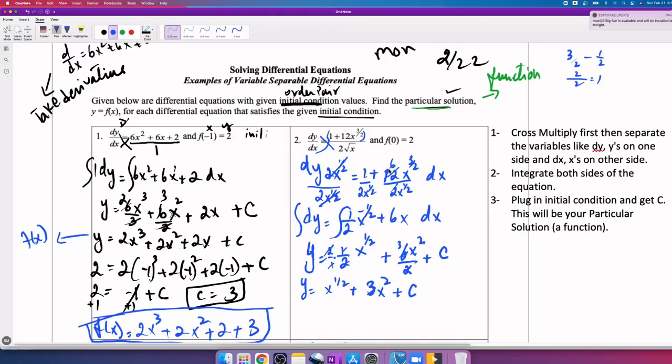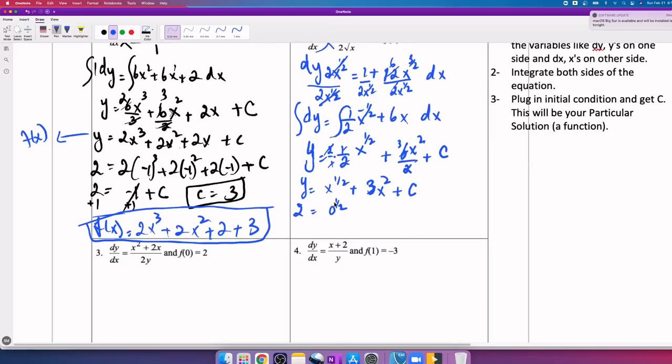Now I can plug in my initial condition, and that's my third step. So my y value is 2 and everything else is 0. So this is 0 half. And this is 3 squared plus c, which means this whole thing is 0. So c is equal 2.